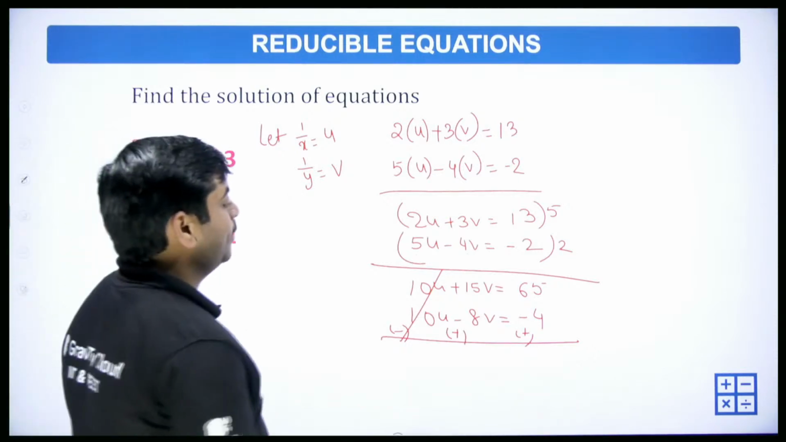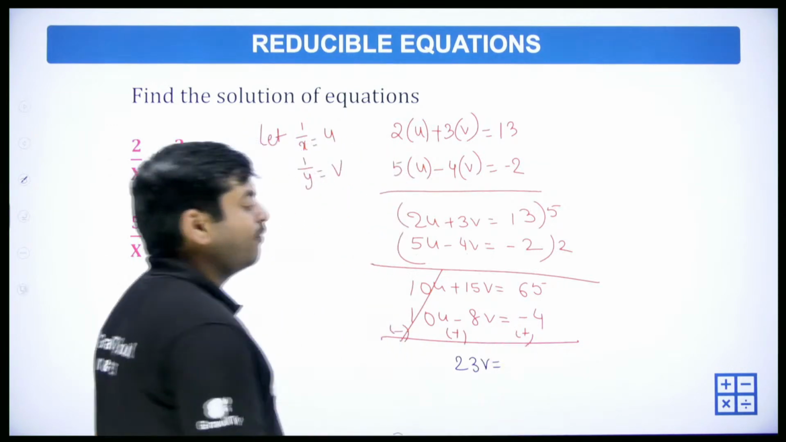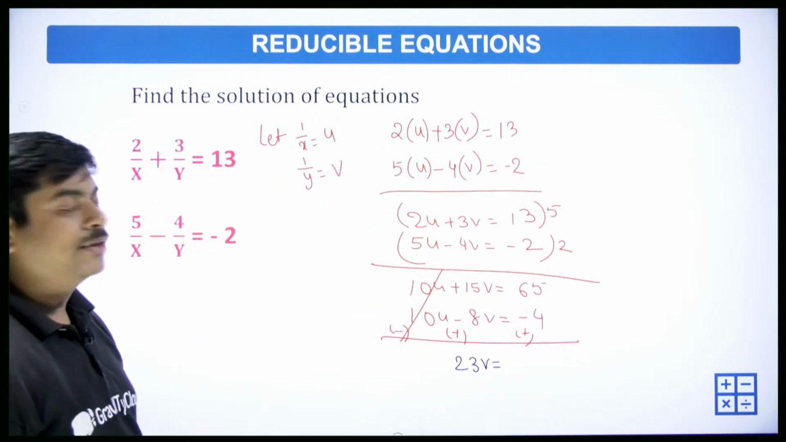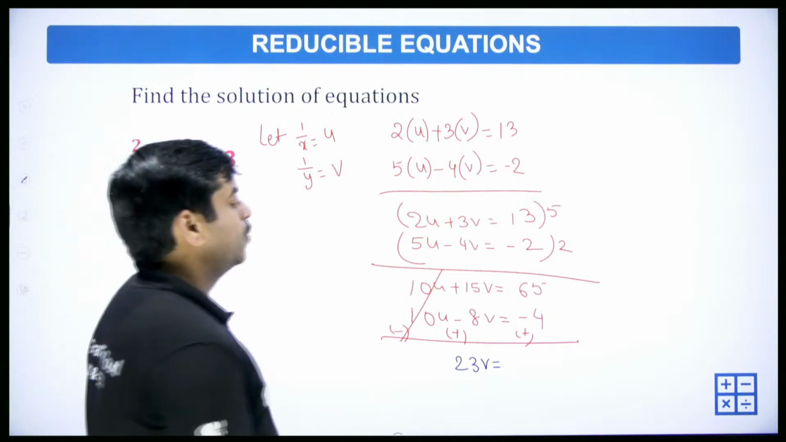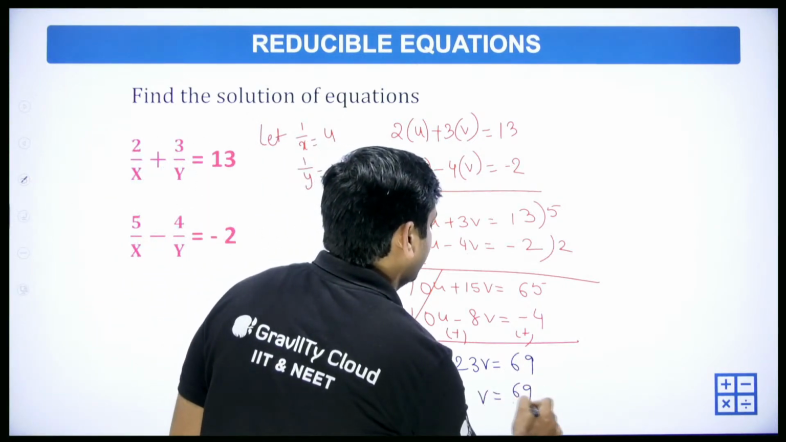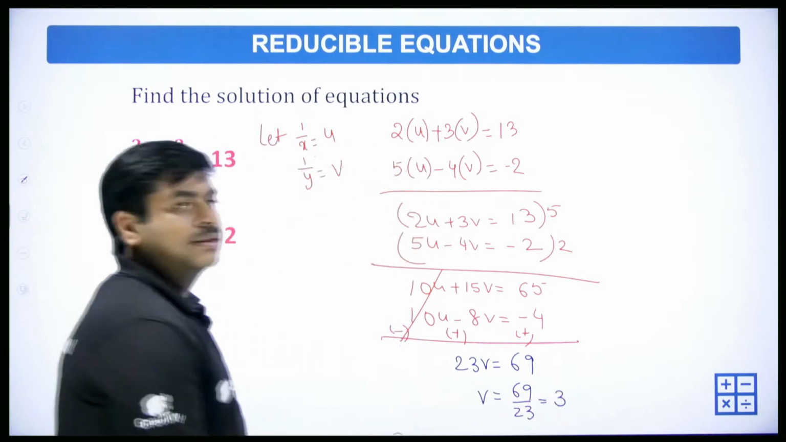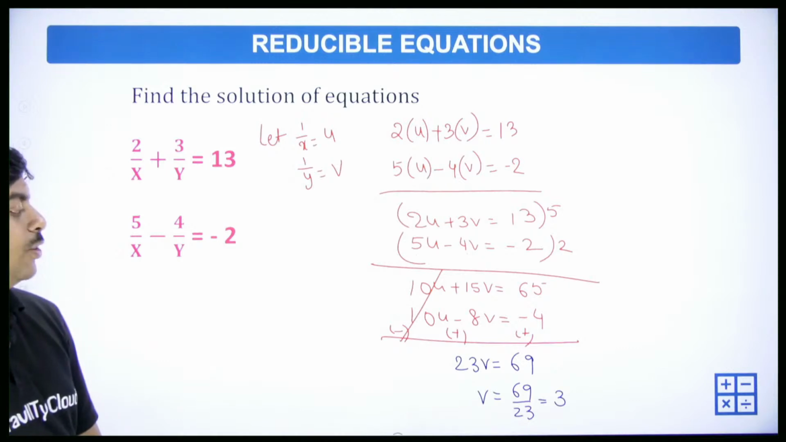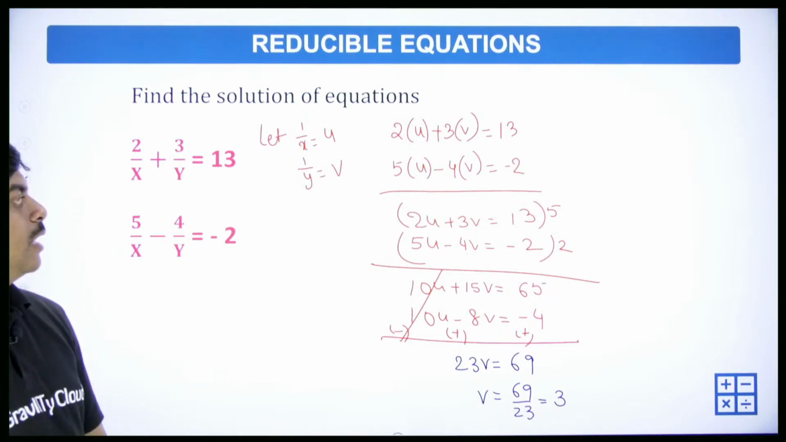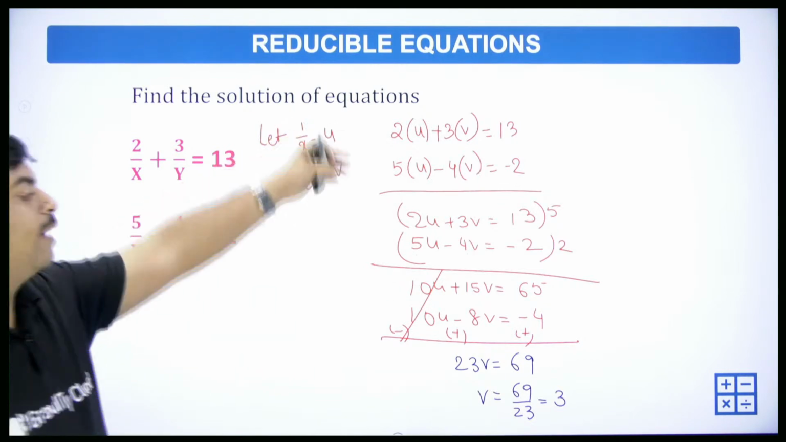Next, 15 plus 8 is 23v. 23v is equal to 65 plus 4. 65 plus 4 will give you 69. So v will give you 69 by 23, which will give you 3. 23 3s are 69. 23 into 3 is 69, correct? So now as we got v value, substitute back to get the u value.